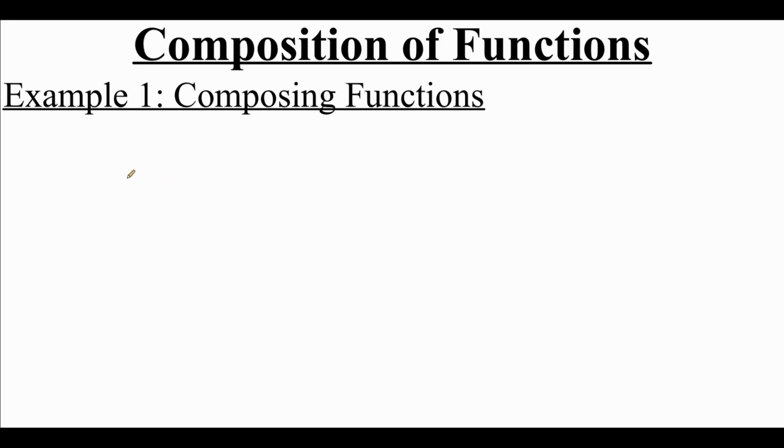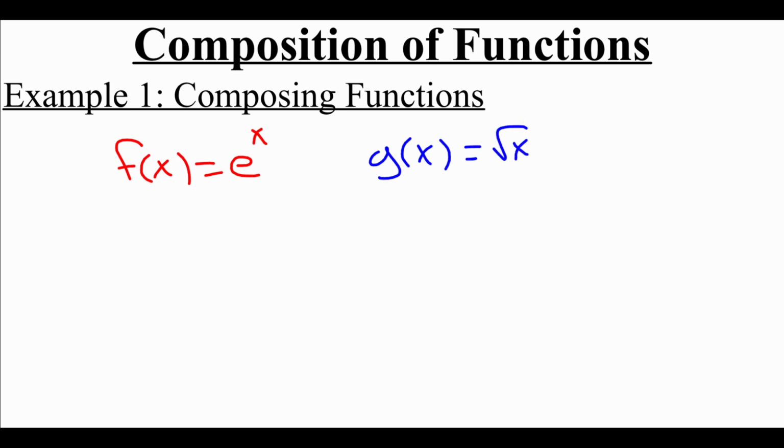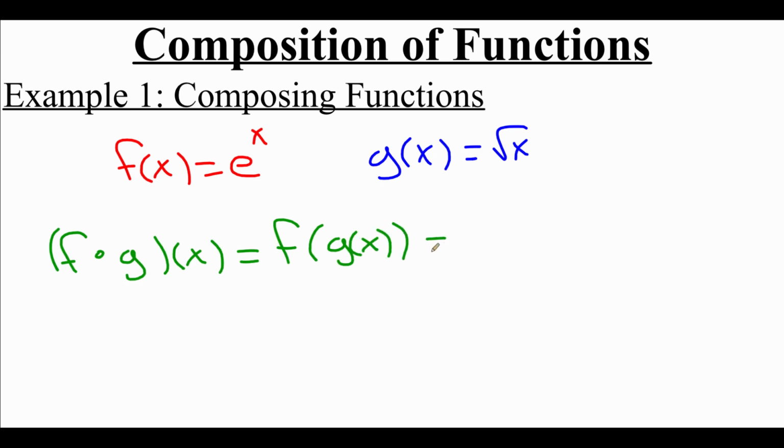So let's look at an example in here, and let's say my f of x function is e to the x. And then I'm going to say that my g of x function is the square root of x. And what I want to do first is I want to do f composed with g of x. So that means that I'm going to take my f function and I'm going to plug in my g function. Okay, so my g function is the square root of x. So I'm going to be doing f of the square root of x.